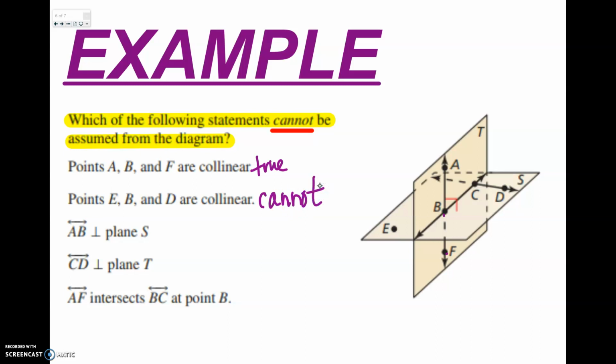AB is perpendicular to plane S, and they have that right angle mark, so that is true. CD is perpendicular to plane T. Do you see any right angle mark that shows that it is perpendicular? So this is a cannot. There's no right angle mark. AF intersects BC at point B. That is true.